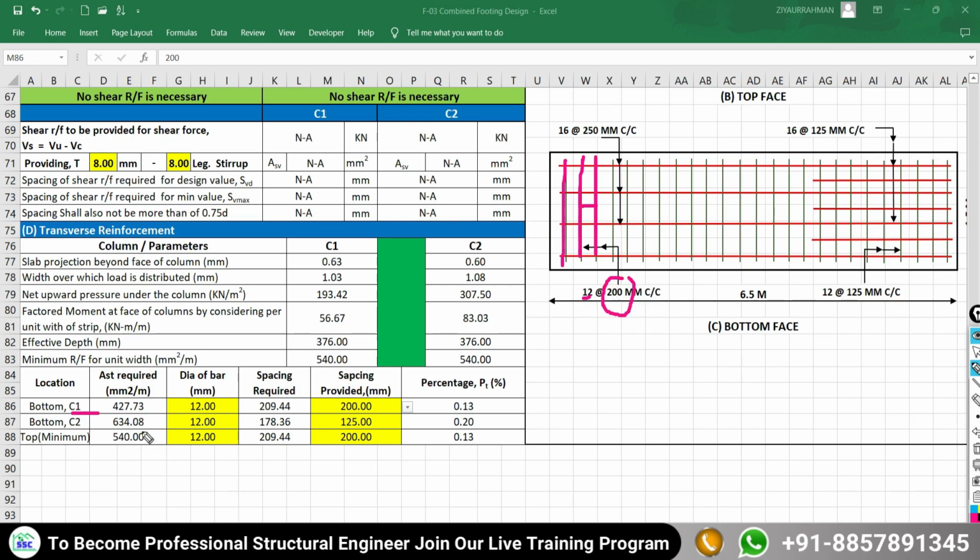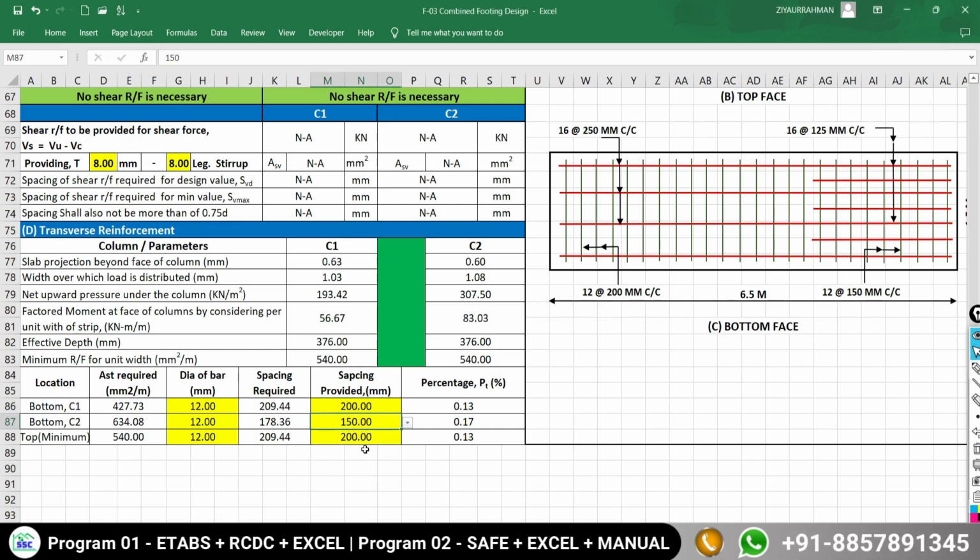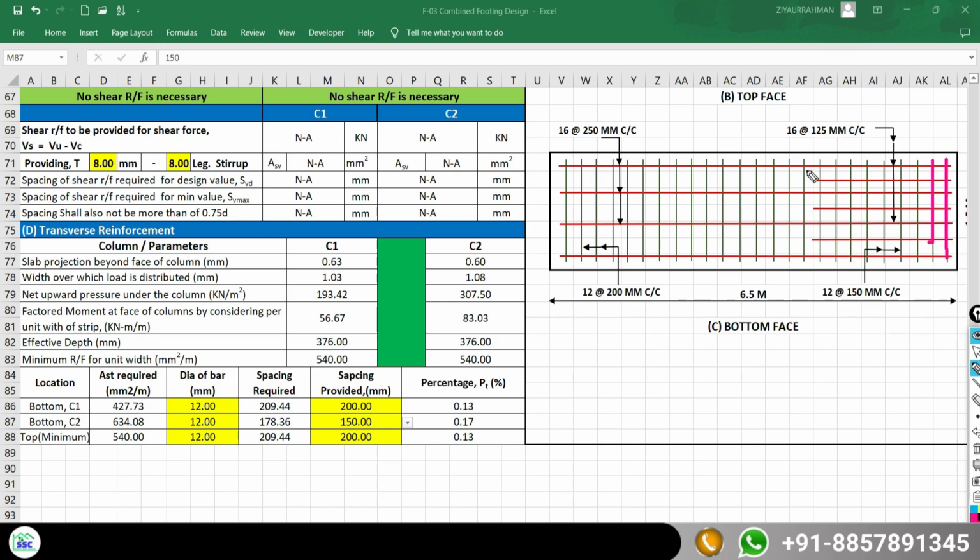For under the column C2, with a 12 mm diameter of bar, it asks to provide 178. So I am going to provide 150 mm center to center for the bottom. So how do you need to provide the reinforcement at the bottom face for the transverse reinforcement? Here, suppose your column is present here.